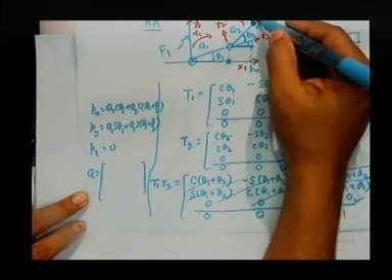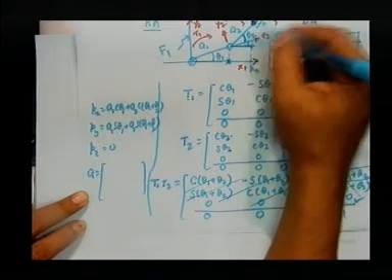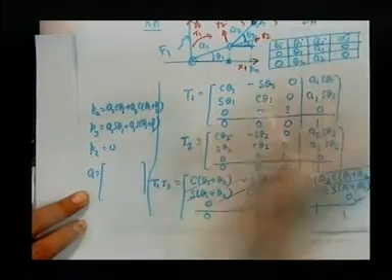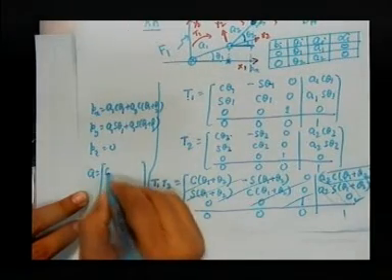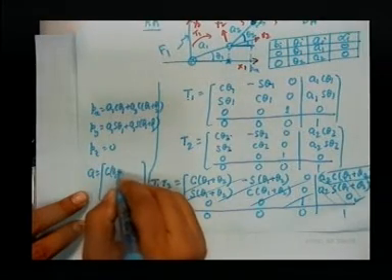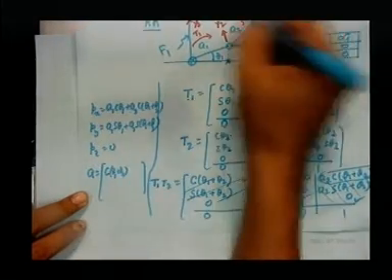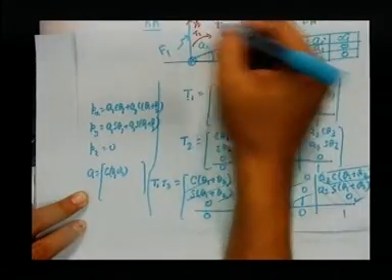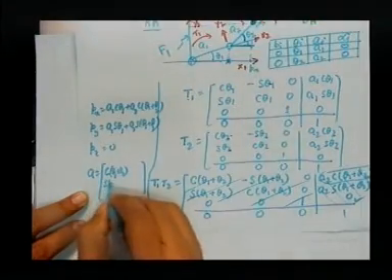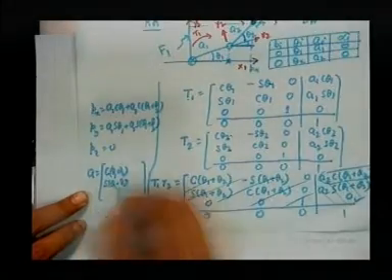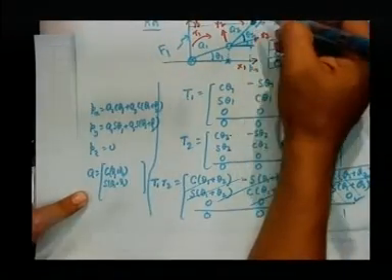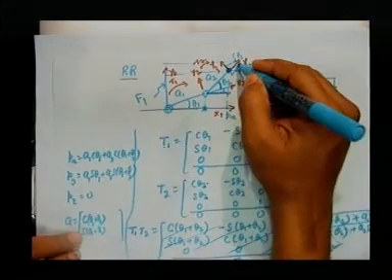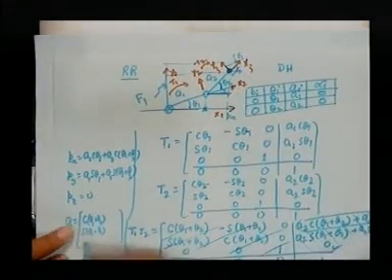If this is my unit vector, what is its component along these directions? Since this angle I have just seen, here the angle is theta 1 plus theta 2. So, along this my projection will be cos(theta 1 plus theta 2), and along y, that means this side, it will be sin(theta 1 plus theta 2). What is its component along z? This is 0.